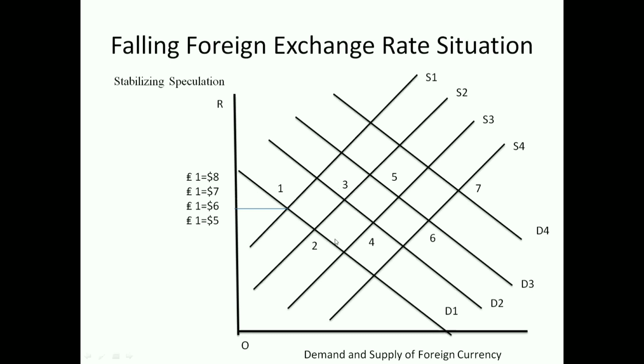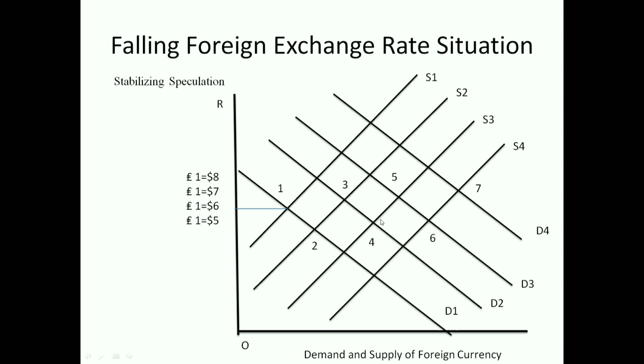This is giving you the demand curve rise, which is D1 to D2. It means in the falling exchange rate situation, a speculator is demanding foreign exchange. He is buying foreign exchange, and because of that, this demand curve is shifting from D1 to D2. And you are again reaching the stable position. That's why we call it stabilizing speculation.